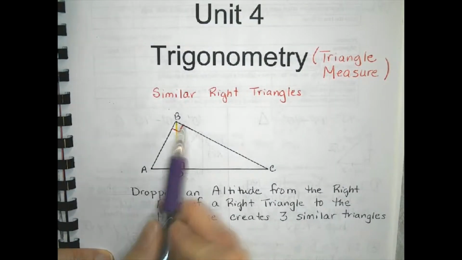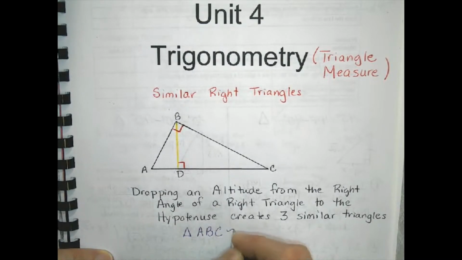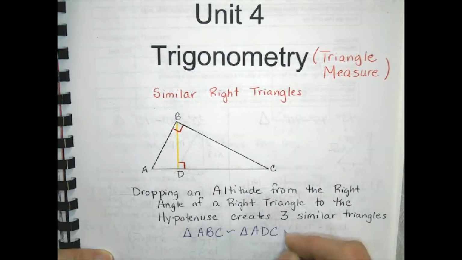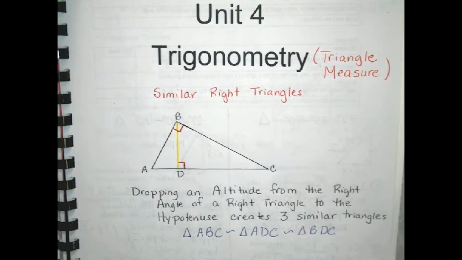In this particular case, we see that triangle ABC is similar to triangle ADC, which is similar to triangle BDC. Remember that figures which are similar share the same angle measures but different length sides, and their sides are proportional. It is always important to label the right triangles that are similar so that the corresponding angles are matched up in the naming.